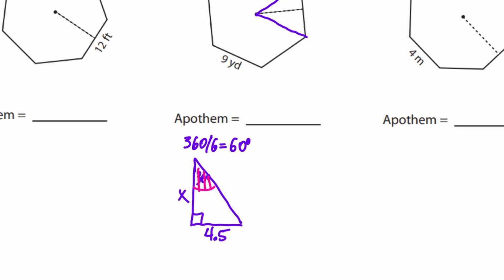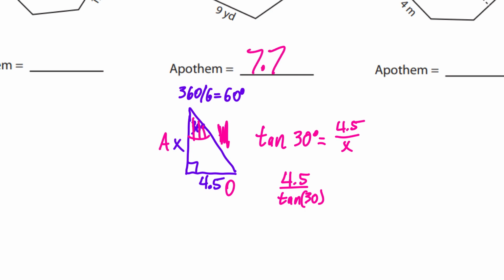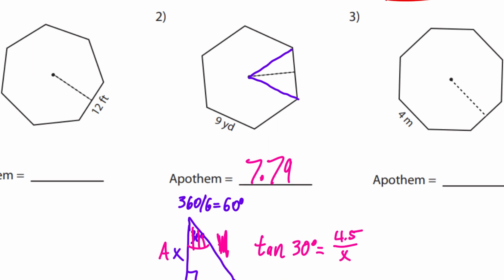Which one is the H? Blank. Which one's the A and the O? 4.5. The H is out. O and A tells me to use tangent. So the tangent of the 30-degree angle equals 4.5 over x. So I'm going to go 4.5 divided by tan of 30. 7.79. So the apothem length would be 7.79.